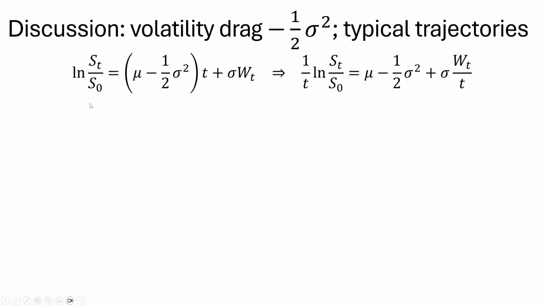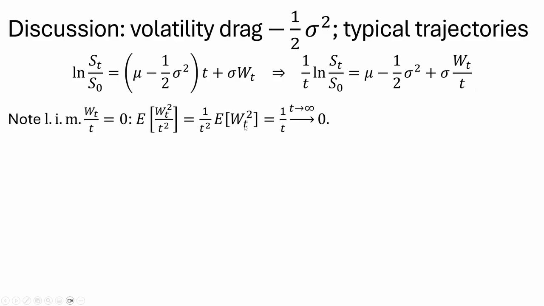From the solution of GBM, we know that the logarithmic growth has a linear trend in time plus sigma W_t. Divide by t on both sides, we get 1 over t times the natural log of S_t over S_0 equals mu minus half sigma squared plus sigma W_t over t. What's the behavior of W_t over t? Well, it converges to 0 in the mean square sense.